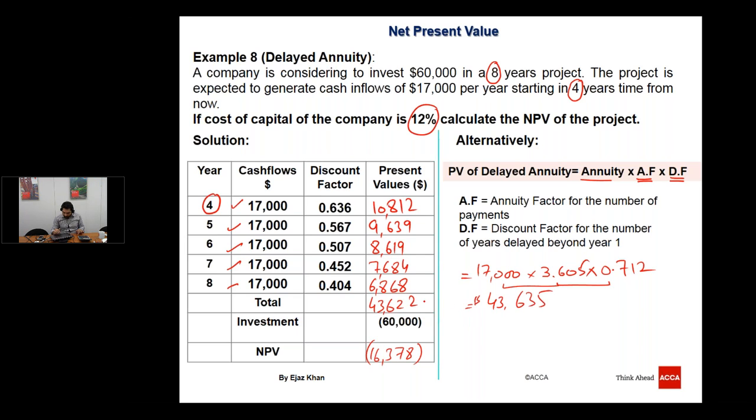$4,365. So it's approximately the same. There's a marginal difference between the two values, so it doesn't make any difference. And then we'll subtract 60,000 to get the net present value, which is $1,635.